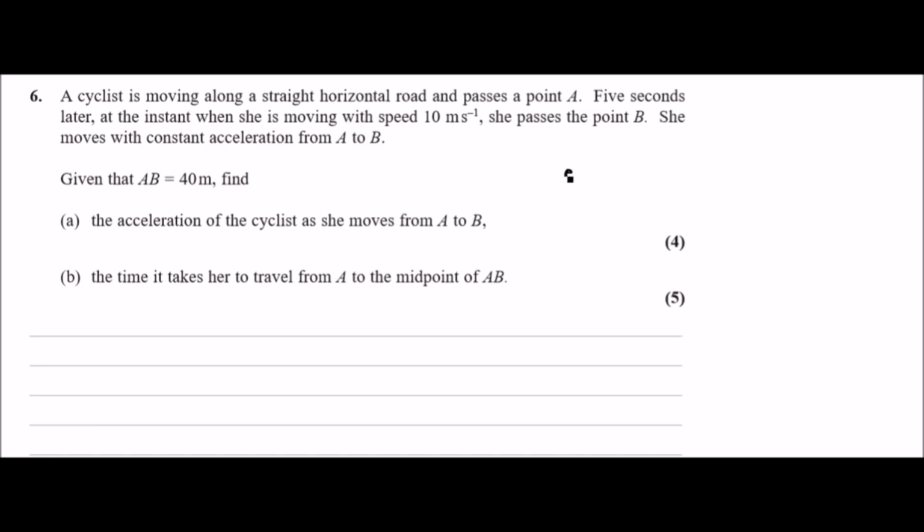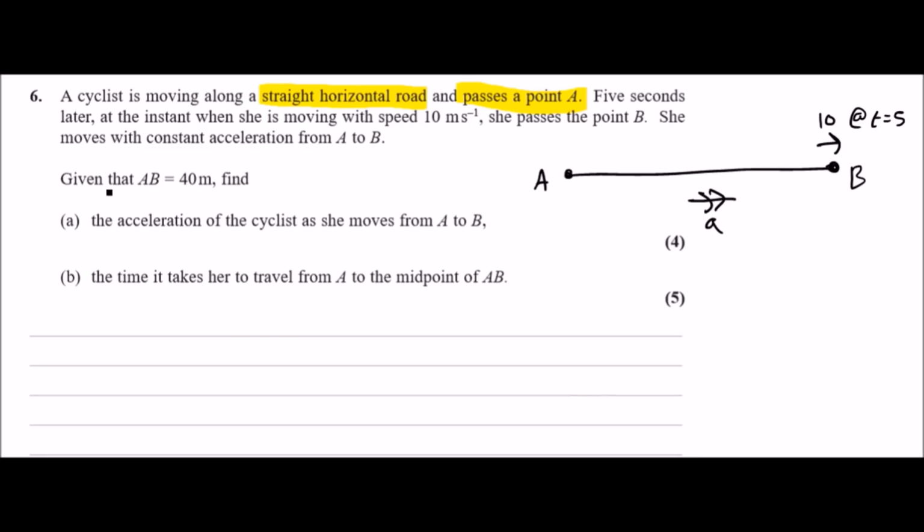So let's firstly draw a straight line from A all the way to B. Something like this. We know it's a straight horizontal road, so it stays here, and she passes a point A. Now 5 seconds later, she gets to point B at the speed of 10 meters per second. So she's here right now with a speed of 10, and this is at time 5. It takes 5 seconds from A to B. We also know that she moves with constant acceleration throughout the whole journey.